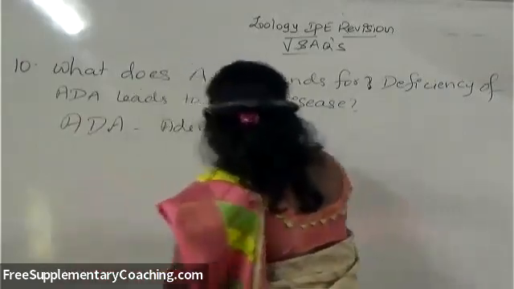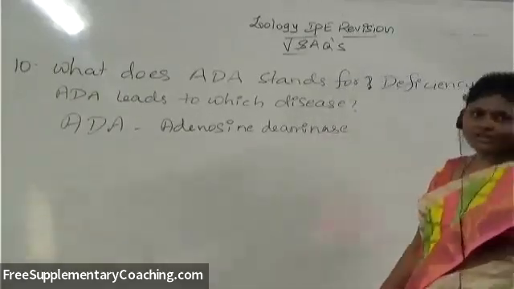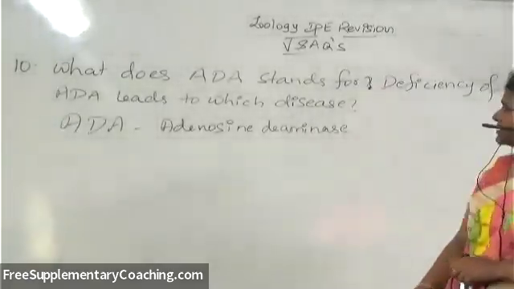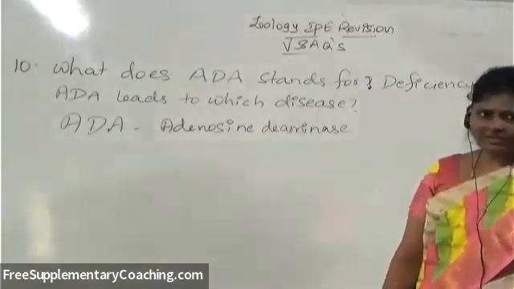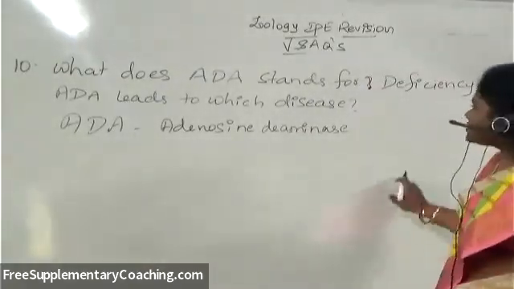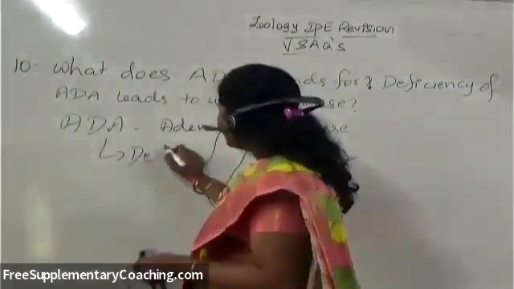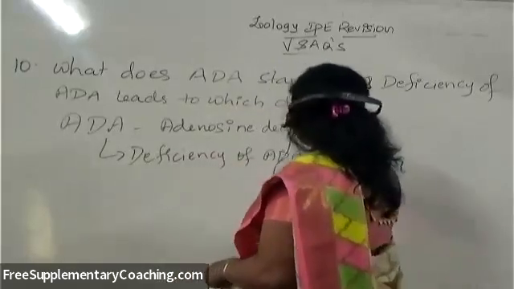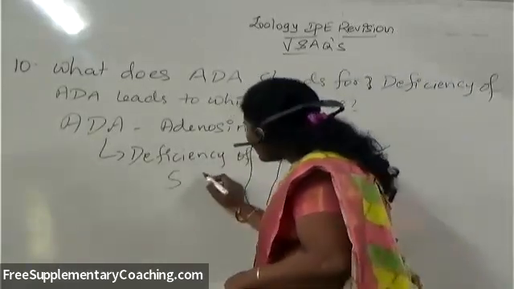Actually, this enzyme, deaminase, is mainly required for the process of maturation and differentiation of lymphocytes. So during the maturation and differentiation of lymphocytes, the adenosine deaminase enzyme is required. But the deficiency of this ADA will lead to a disease. Deficiency of ADA leads to severe combined immunodeficiency.